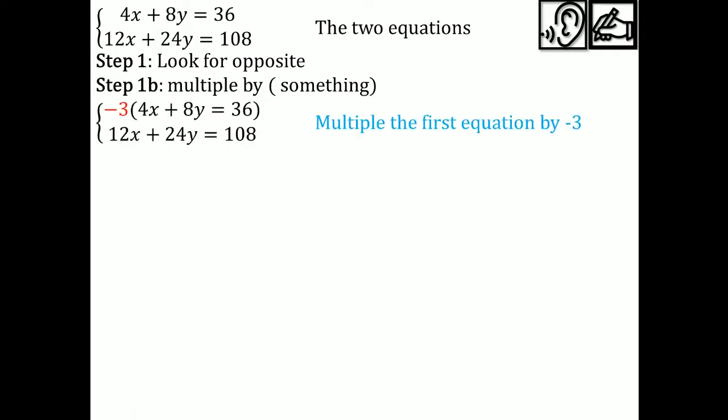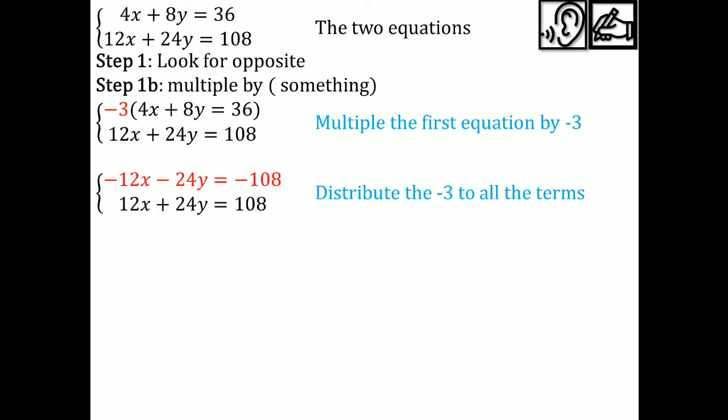So I'm going to do step 1b. I'm going to multiply by something. So the first one, I'm going to multiply by -3. The reason why I'm multiplying by -3 is I make this opposite. -12 and 12, those are the coefficients, or the numbers in front of the variables. Notice -12 is the opposite of 12. -24 is the opposite of 24. -108 is the opposite of 108. Uh-oh.